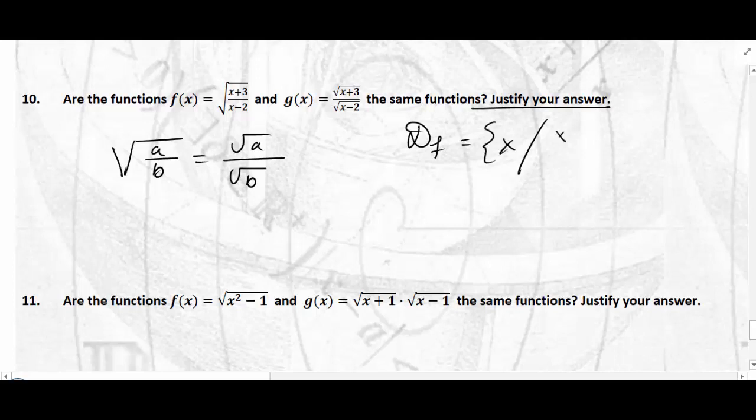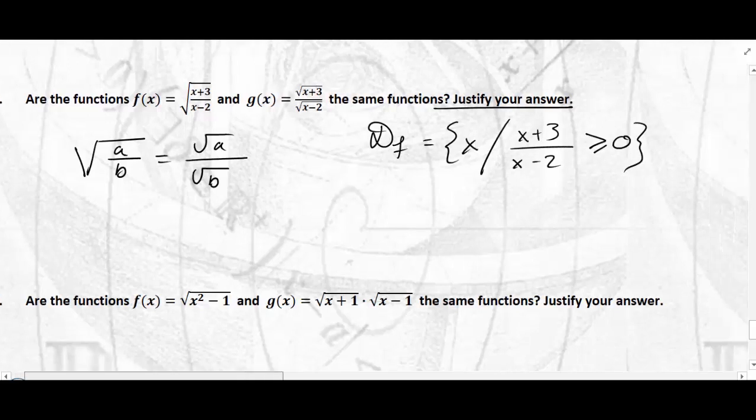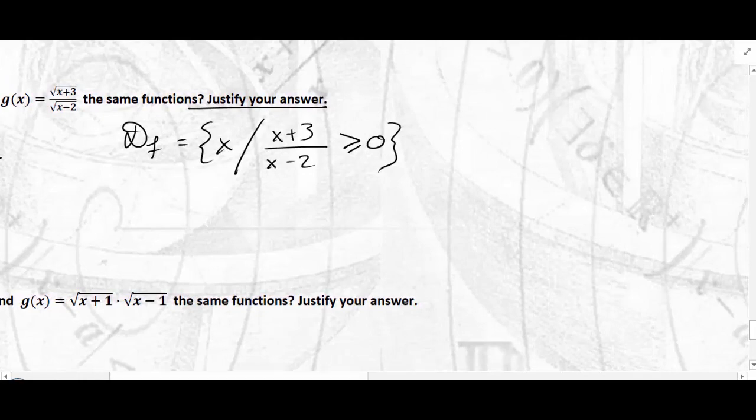Well, let's see. I know that normally when everything is well defined, the square root of a ratio is the ratio of the square roots. Now, what's going on here? What is the domain of f? Well, f is square root of something, so I need to take, let me write it with the set notation right here, all the x's such that (x plus 3) over (x minus 2) is positive or equal to 0.